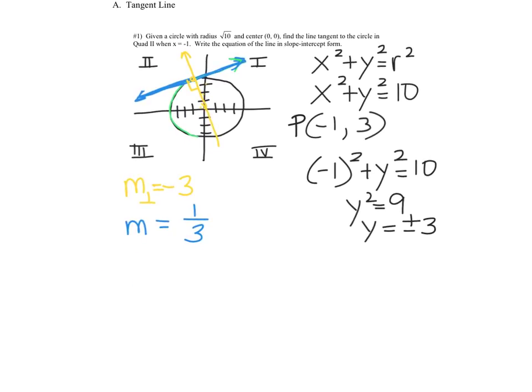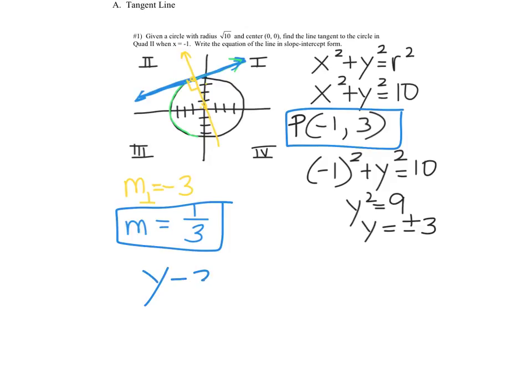Now let's take our point, which we have up here, and our slope, which we have right here, and write the equation of our line in point slope form. So y minus 3 equals 1/3 times x plus 1. Oh, wait, never mind. Yeah, positive 1/3.